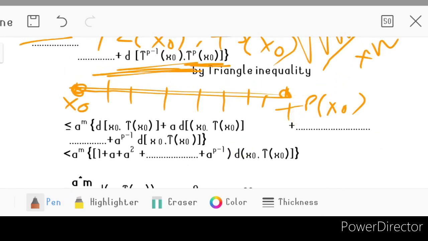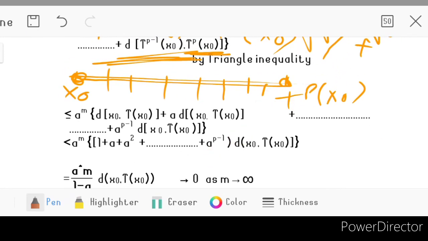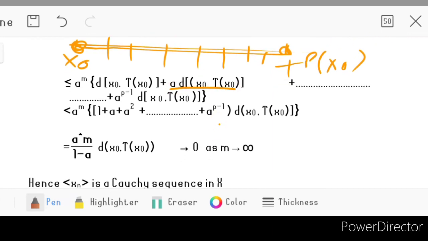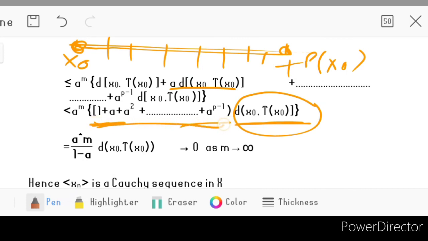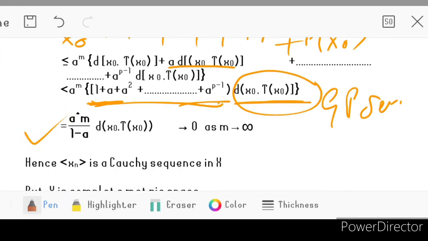Now next, by equation number 2, again we are taking alpha out, and in the next step we took the distance between x naught and T of x naught common, and we will get 1 plus alpha plus alpha squared till this, and this is a GP series. After that we will get alpha to the power m over here. So we'll get alpha to the power m by 1 minus alpha, and this term will be as it is.